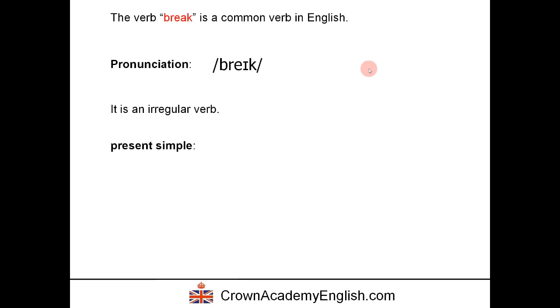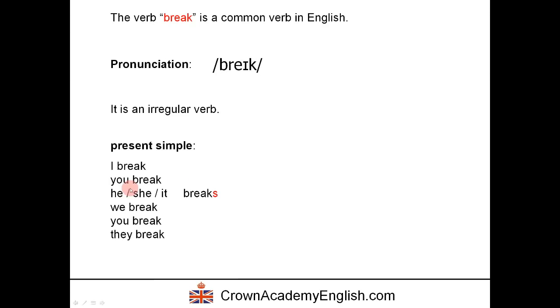So here is the form: present simple, I break, you break, he, she or it breaks, we break, you break, they break. And it is irregular because the past form is broke, broke, and the past participle is broken, broken. Okay, so this is very important.